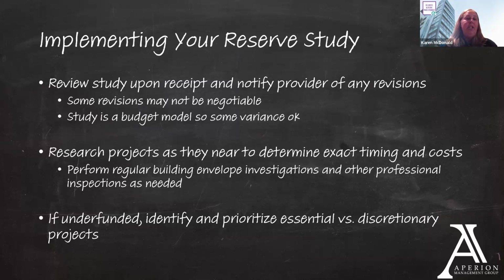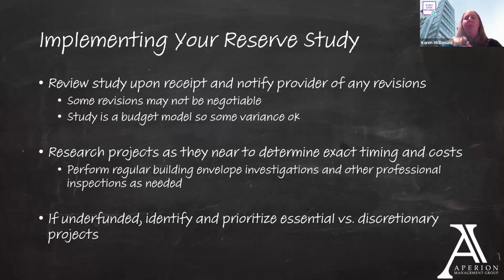The reserve study, as I mentioned before, is a budget model, so some variance is okay. We do every once in a while get boards that are wrapped up on the fact that the beauty bark cost was off by $50 when we're talking about $1 million worth of assets. And we know that it's just not going to be exact, just like your annual budget isn't exact. You budget $5,000 for water and you spend $6,000 or you spend $4,000. It's just a budget tool. But of course, we are trying to get it as close as possible.